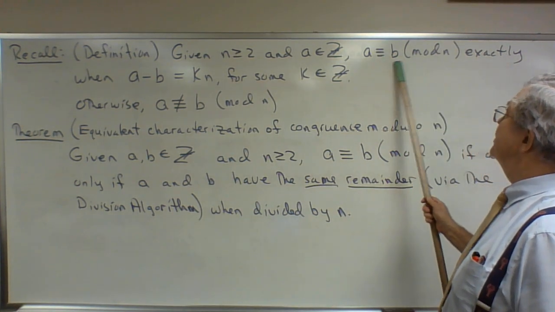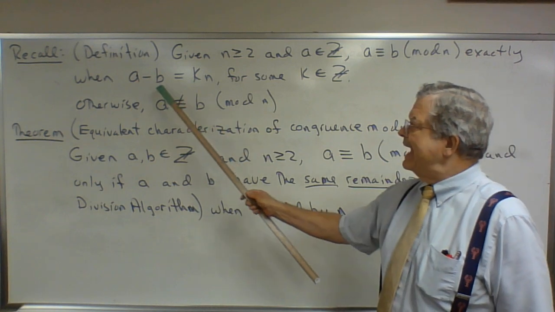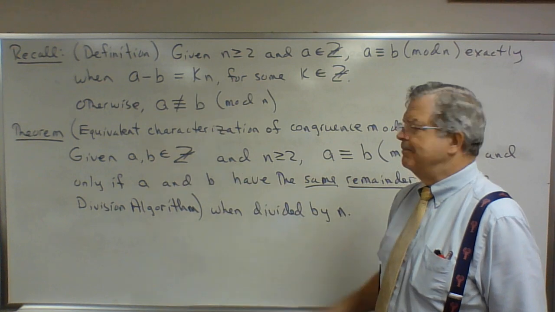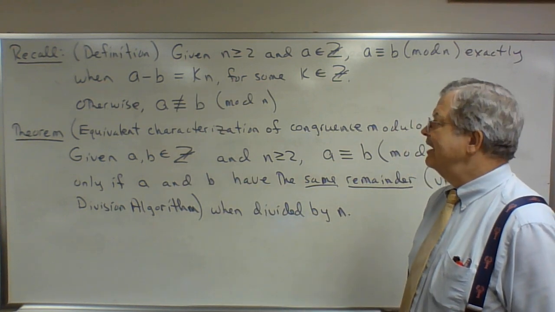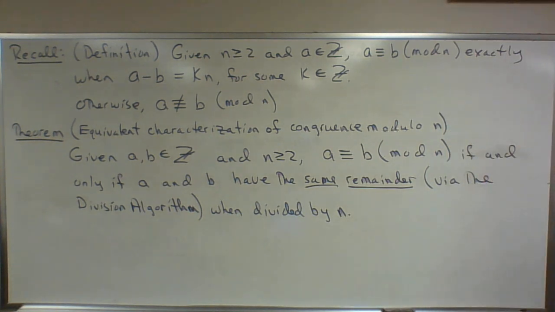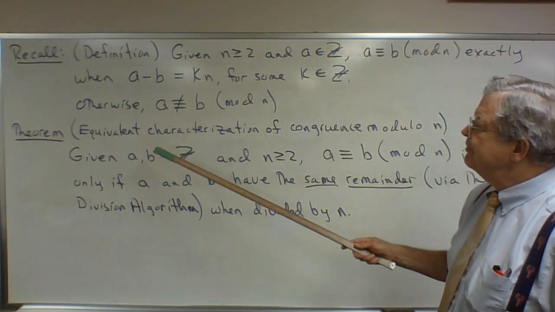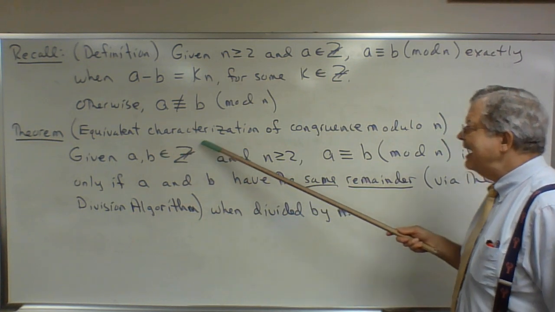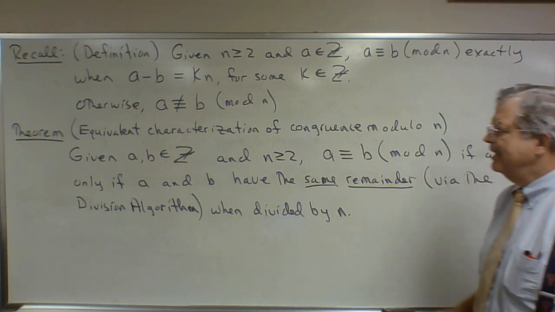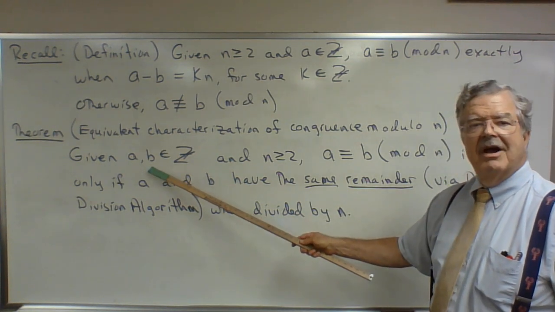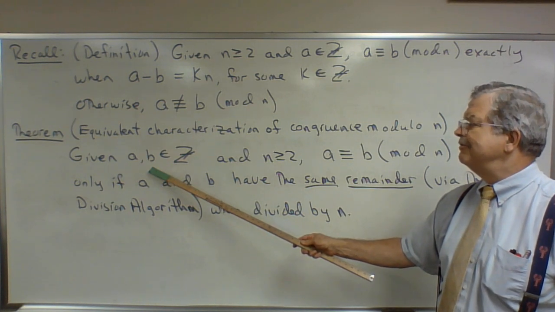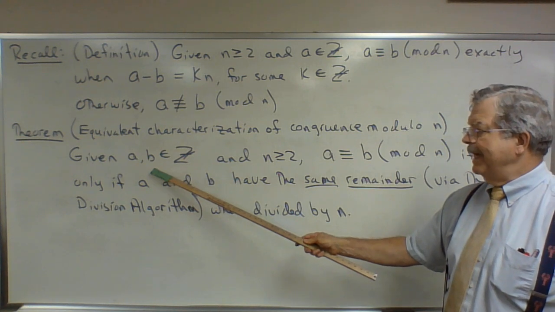A and b are congruent modulo n exactly when their difference is a whole number multiple of n. And if that's not true, then they're incongruent modulo n. Well, we have our first theorem, and this is an equivalent characterization of congruence modulo n. So this is an equivalent or alternative characterization of congruence modulo n.